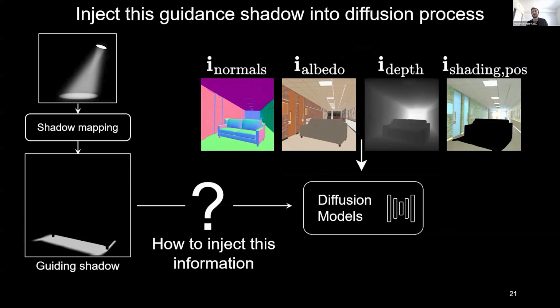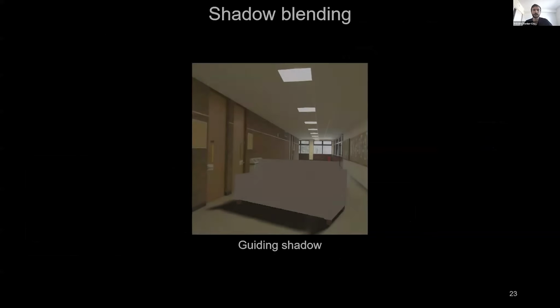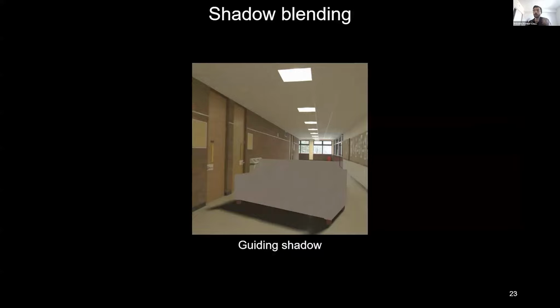And here the key point is that we don't have a data set with these guiding shadows. We want to do it in a training-free manner on existing diffusion renderers. So our insight is that we can inject the shadow without retraining. The first step is that we do a very coarse shadow blending. So we just composite the object albedo with the guiding shadow and the background.